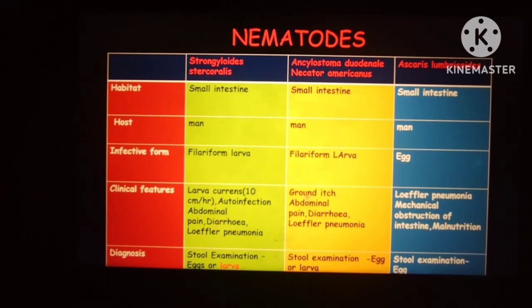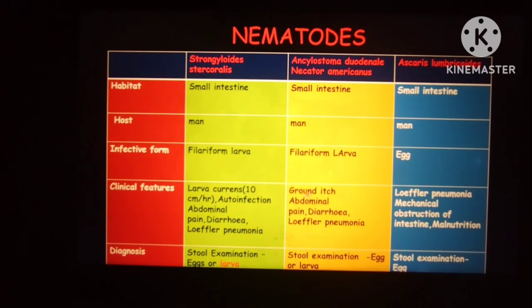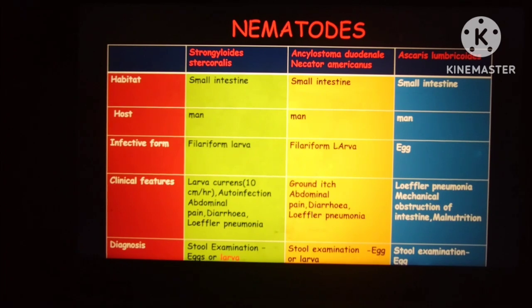Ancylostoma usually causes ground itch. What is ground itch? There will be extensive itching at the site of entry, and there will be abdominal pain, diarrhea, and Loeffler's pneumonia. So these three are associated with Loeffler's pneumonia. But Ascaris usually causes mechanical obstruction of the intestine and malnutrition. Okay.